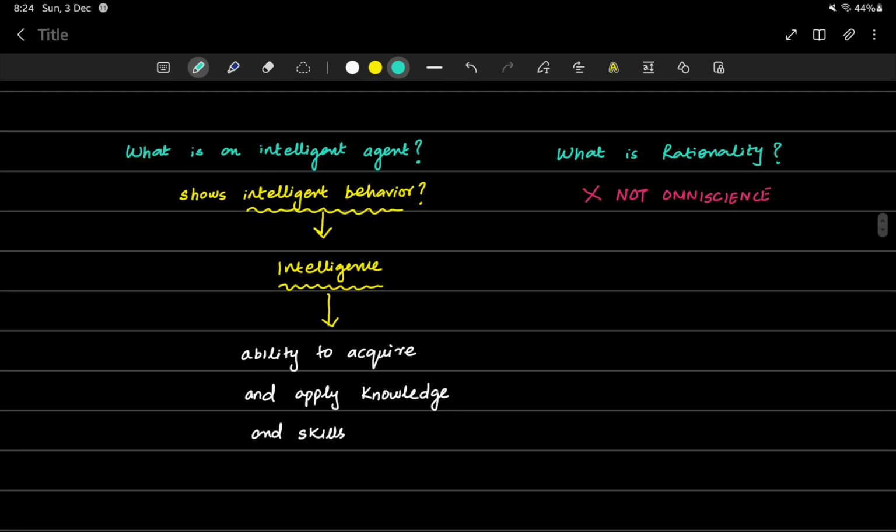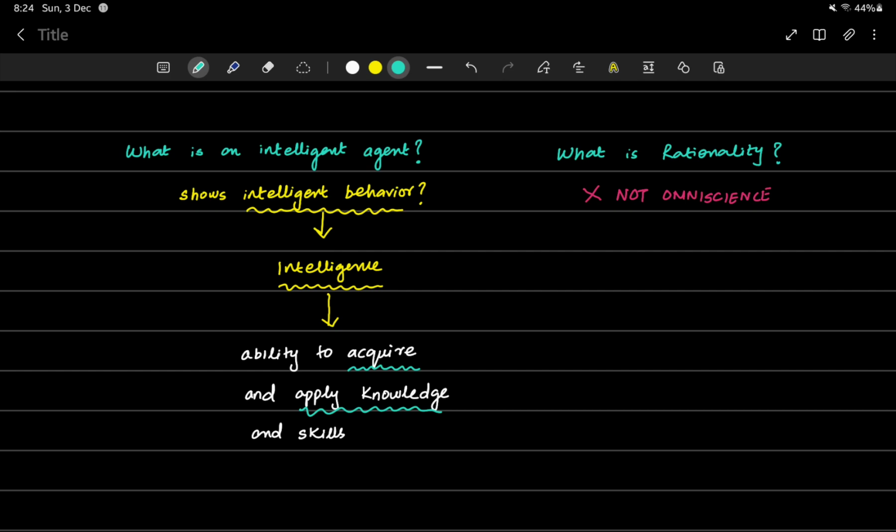Now, this is extremely important, because in this whole course, and even in the whole field of AI, you are just doing these two things. You're acquiring knowledge, and then you're applying knowledge. So, acquiring and applying knowledge. If you can do these two things, then you possess intelligent behavior, or you are an intelligent agent.